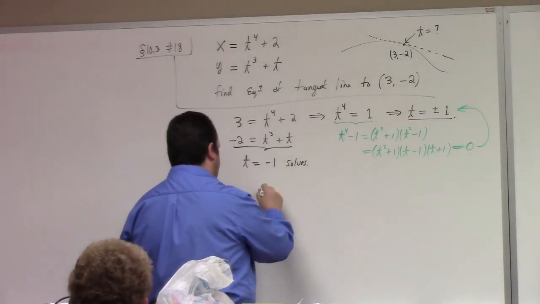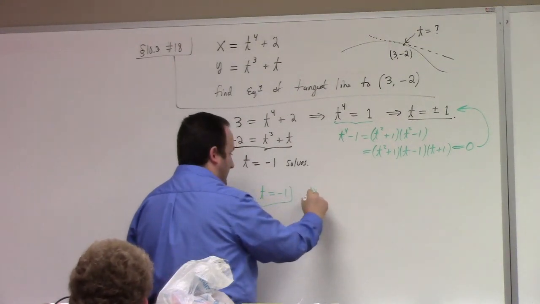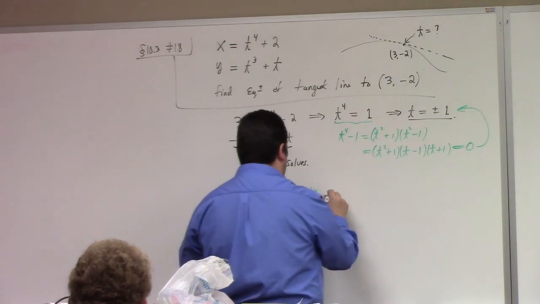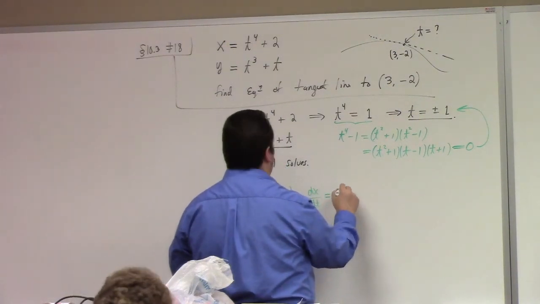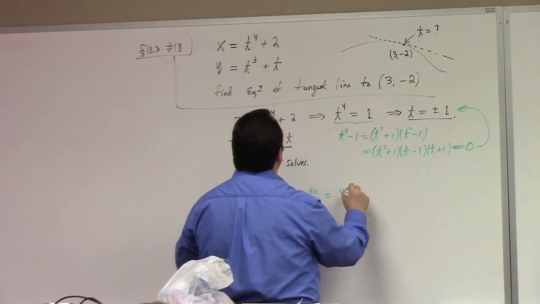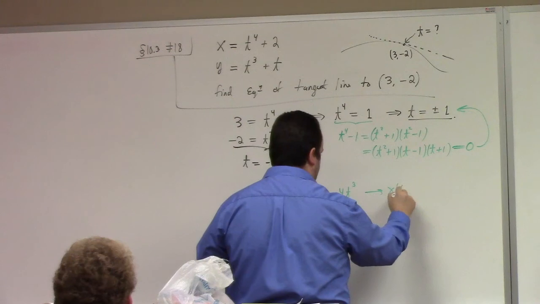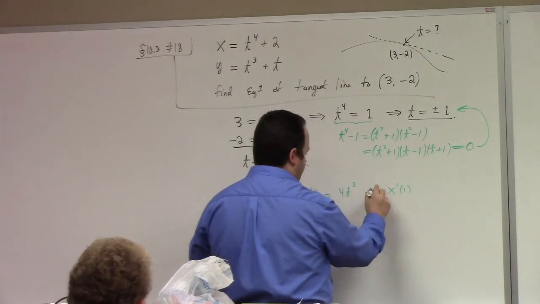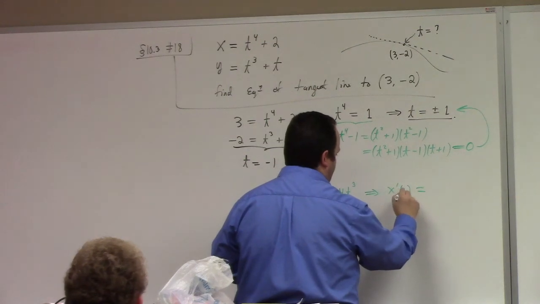So let's see here. We're looking at time equals minus 1. That's the time in question. We need to calculate dx/dt. Well, what is dx/dt? dx/dt is 4t cubed, right? And so x prime of minus 1 is what? It's minus 4.